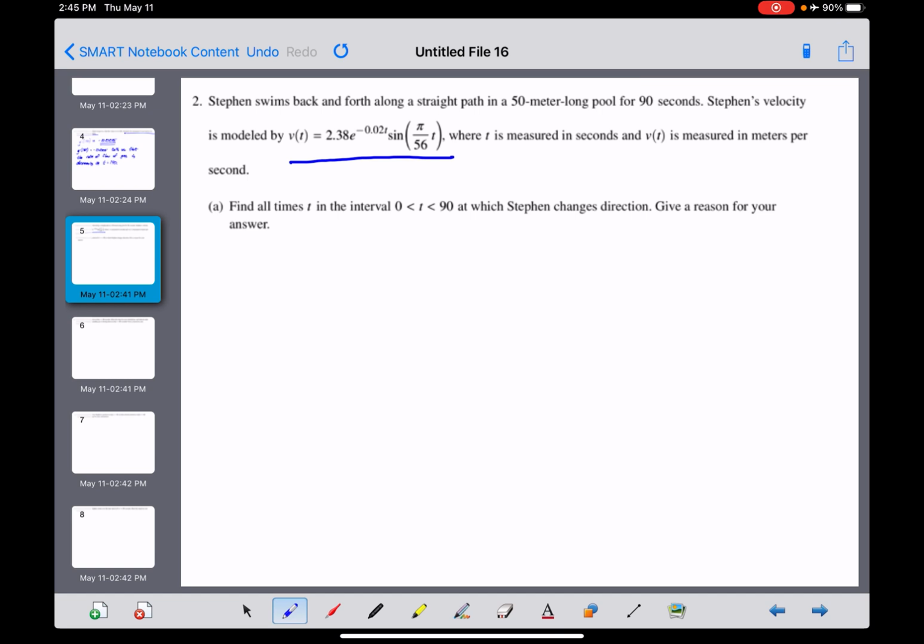T is measured in seconds. V of t is measured in meters per second. Okay. So for part A, we're supposed to find all the times t on the interval from 0 to 90 at which Steven changes direction.